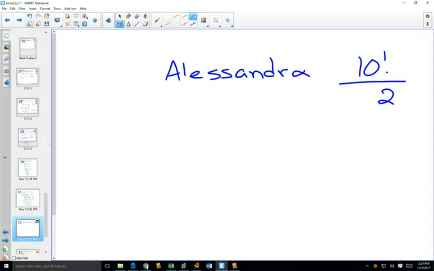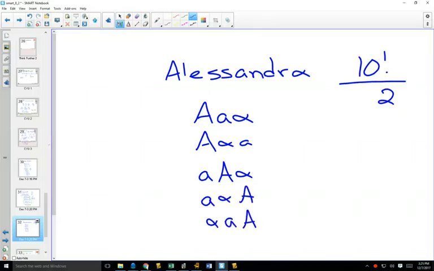Now, I'm not going to write Alessandra out every single time, but the first one here is like this. What would another arrangement be? I could start with a capital A, and then this one would be the alpha, and then the A, which is going to be, start with A, big A, fish. A fish, big A. Fish, small a, big A. Fish, big A, small a. Now, I could write 6 here, because all 6 are the same.